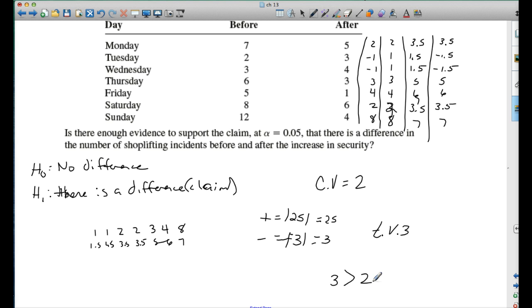Our test value is greater than our critical value, so we do not reject the null hypothesis. We're not going to reject the null hypothesis and assume there is no difference. There's not enough evidence to support the claim that there is a difference between those two by having more security on site. Now let's try this.